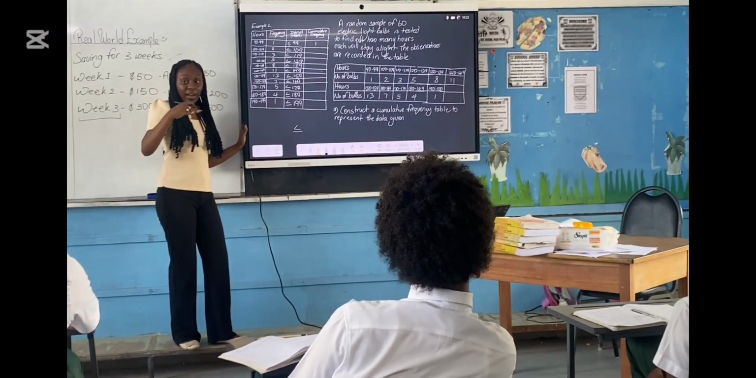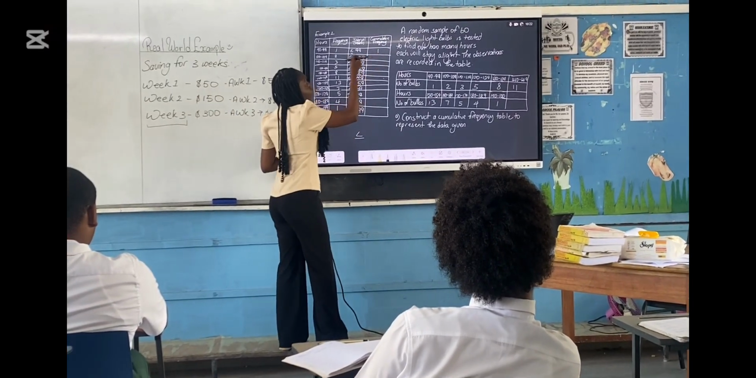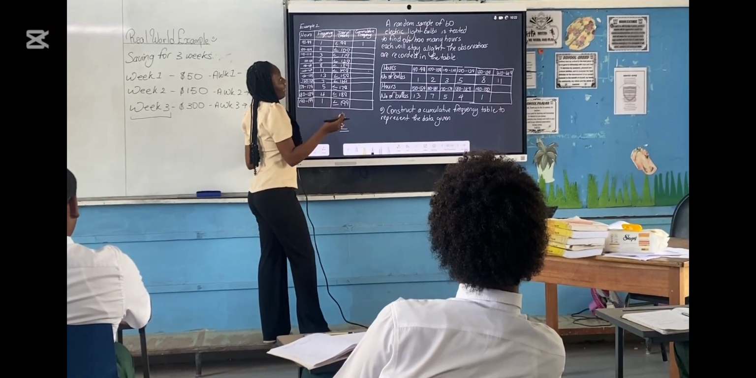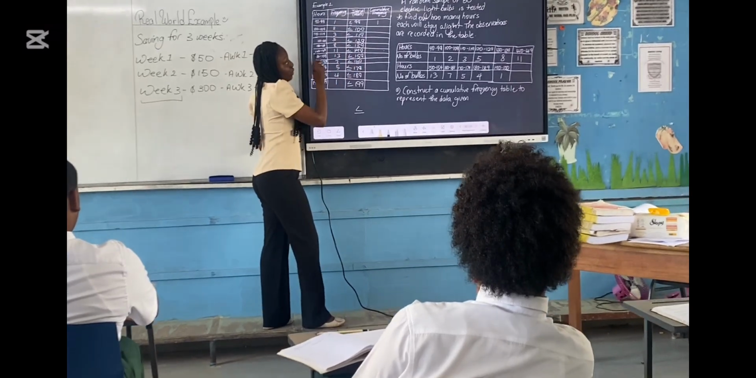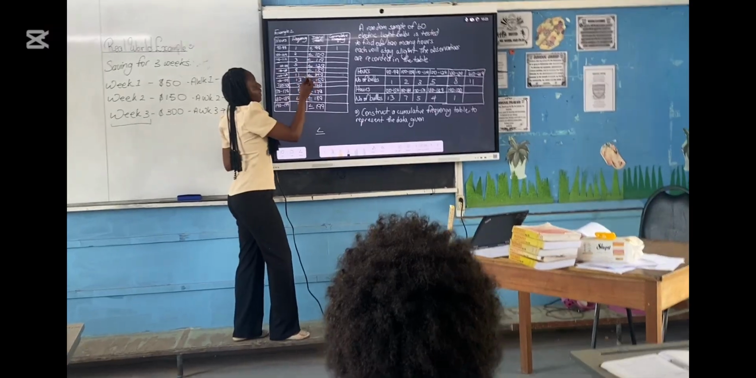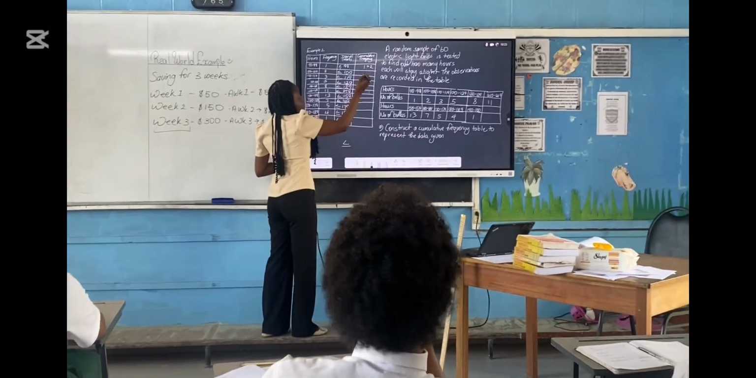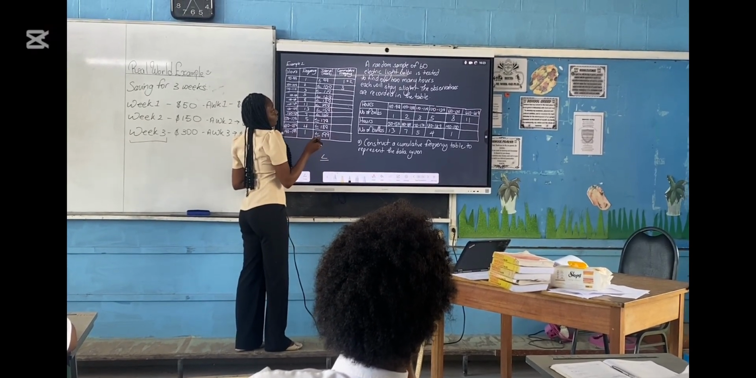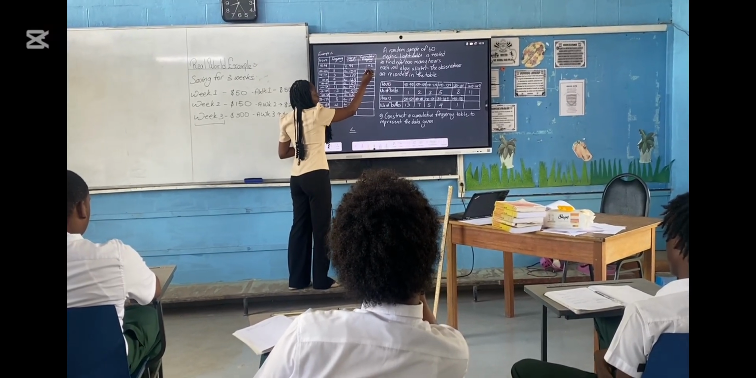Now, remember it is a continuous action, right? So since we start off with 1, what do we need to do to it? We're adding. We're using the frequency to get a cumulative frequency. The first thing we do is start off with our first given frequency, which is 1. So we add that 1, then we add on 2 to the 1. So 1 plus 2 will give us 3. Next, 3 plus 6.